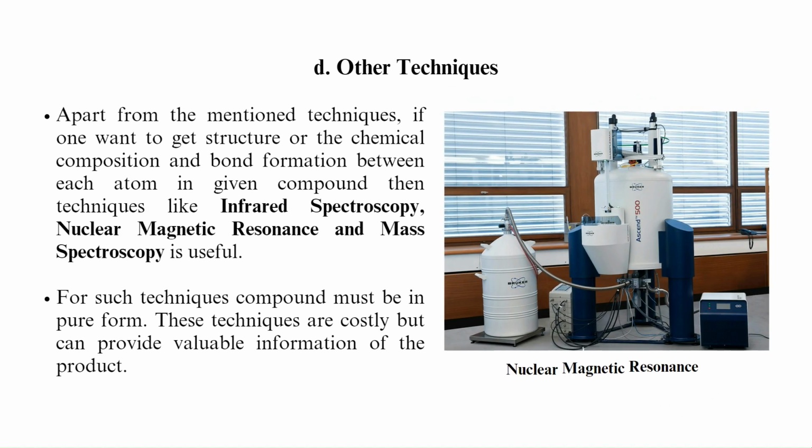Other techniques. Apart from the mentioned techniques, if one wants to get the structure or the chemical composition and bond formation between each atom in a given compound, then techniques like infrared spectroscopy, nuclear magnetic resonance, and mass spectroscopy are useful. For such techniques, the compound must be in pure form. These techniques are costly but can provide valuable information on the product.